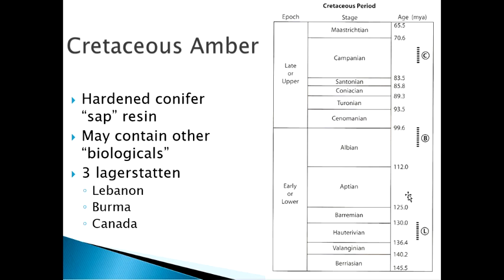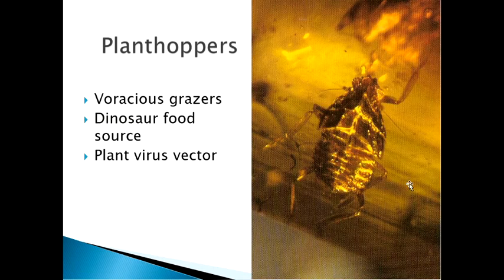And these three little lines here, L, B, and C, are places in Lebanon, Burma, and Canada where we can collect a lot of this amber and get samples of these things, including a lot of insects and other pests that probably were very problematic for dinosaurs. So what do we have there? There are all kinds of little beasts like this. These are plant hoppers. They are voracious grazers on plants, and dinosaurs would also eat these things, but they are a virus vector today. So today these plant hoppers contain viruses, and they're a way to transfer disease from one host to another host.